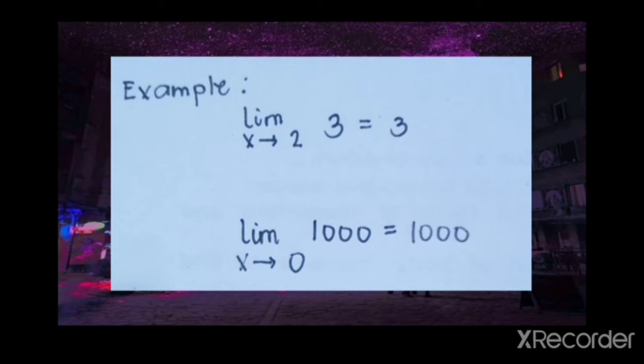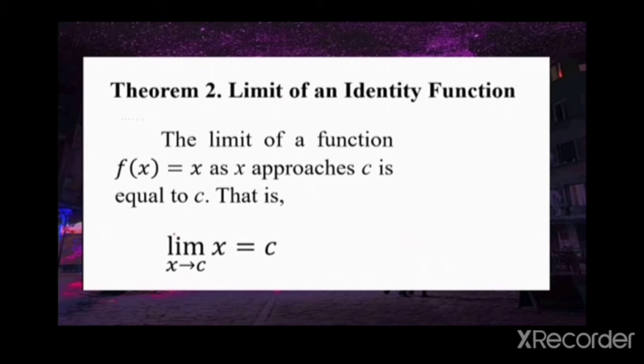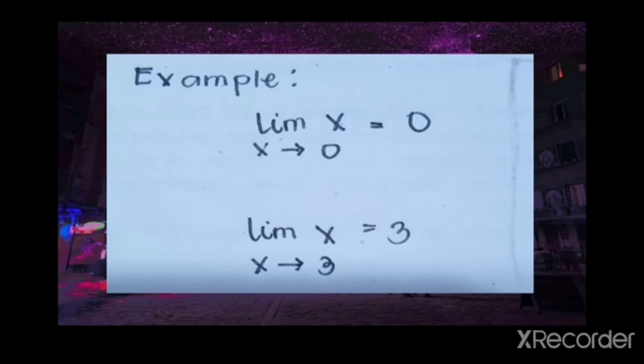Okay, let's move on to another theorem, and it's called the limit of an identity function. This theorem states that the limit of a function f of x equals x as x approaches c is equal to c. That is, in symbols, the limit of f of x as x approaches c equals c. Say for example, the limit of x as x approaches 0, the answer is 0. Another example is the limit of x as x approaches 3 is equal to 3.